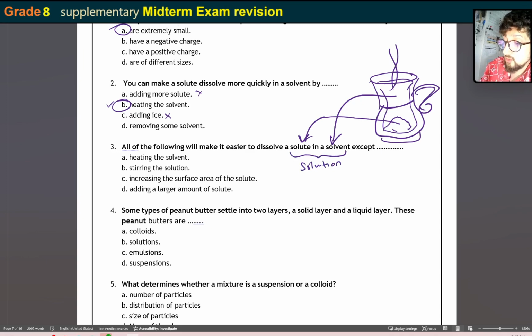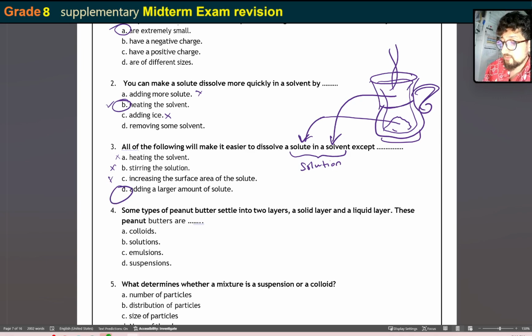So how do we make it harder for the solute to dissolve in the solvent? How do we make it harder? This makes it easier. This makes it easier. This certainly makes it easier. Increasing the surface area just means, if you have a sugar cube and you have sugar powder, the sugar powder has way more surface area than the sugar cube and will dissolve a lot faster. So adding a large amount of solute will make it slightly harder to dissolve. So that's the answer there.